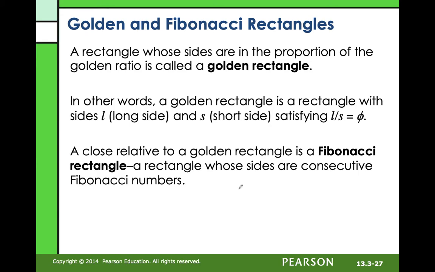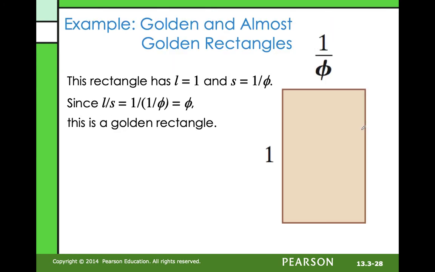And a rectangle whose sides are in proportion of the golden ratio is going to be called a golden rectangle. So far we've had golden triangles, and there's only two of those, which were the 72, 72, 36 and 36, 36, 108s. It actually turns out that there are an infinite number of golden rectangles. So we're not as limited by those restrictions, as long as they satisfy that relationship that L over S equals phi. A close relative to a golden rectangle is what's called a Fibonacci rectangle. The only difference is that a Fibonacci rectangle is a rectangle whose sides are consecutive Fibonacci numbers. So looking at golden and almost golden rectangles.